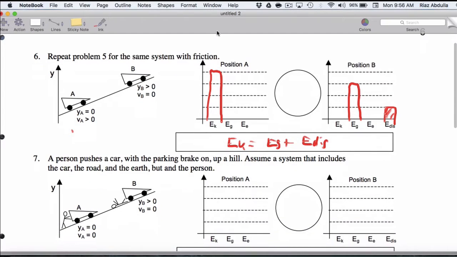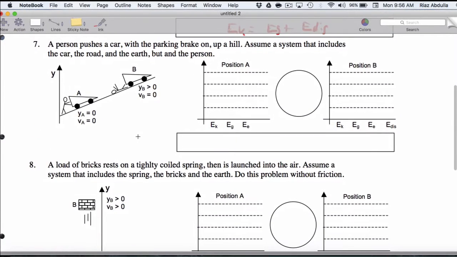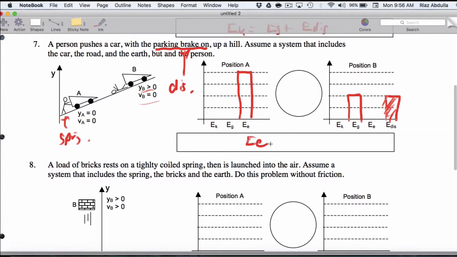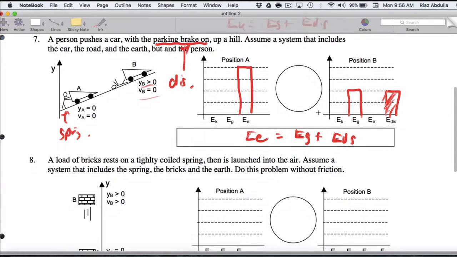Now, a couple of students had actually asked me about this. And here we're going to assume that this person is like a spring. So what this means is we have all elastic energy stored in the person. There's a parking brake. That means that there's some dissipated energy. And we have some height, but no speed at the end. So what ends up happening is that our energy gets distributed between gravity energy and dissipated, like that. So when we set up our equation, it's going to be all elastic getting converted into gravity plus dissipated.